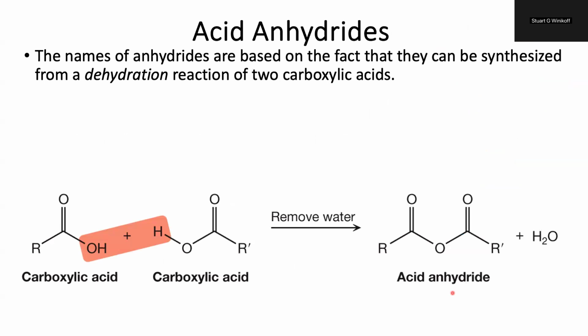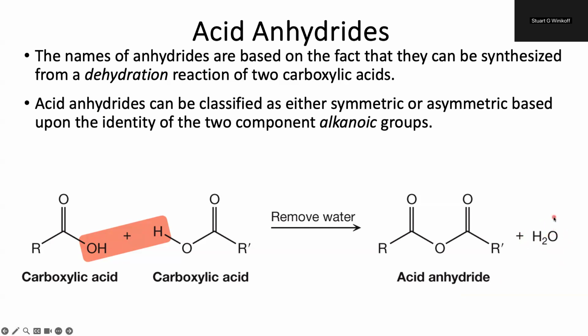Now, acid anhydrides are a little bit more interesting because their name comes from the fact that you can synthesize them by taking 2 carboxylic acids and shoving them together, removing a water. These are called dehydration reactions because I'm dehydrating. I removed a water from the molecule. So when we're naming these acid anhydrides, what we do is we identify them based on the identity of these 2 groups, which are known as alkanoic groups. So again, alkanoate becomes alkanoic, again indicating they came from an acid, that oic suffix.